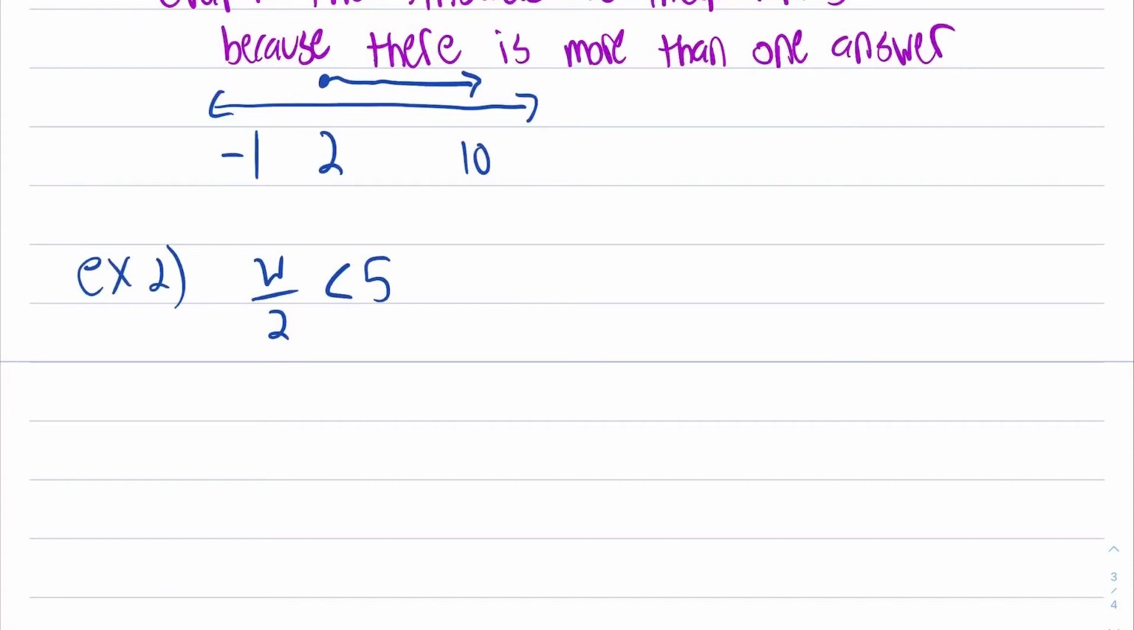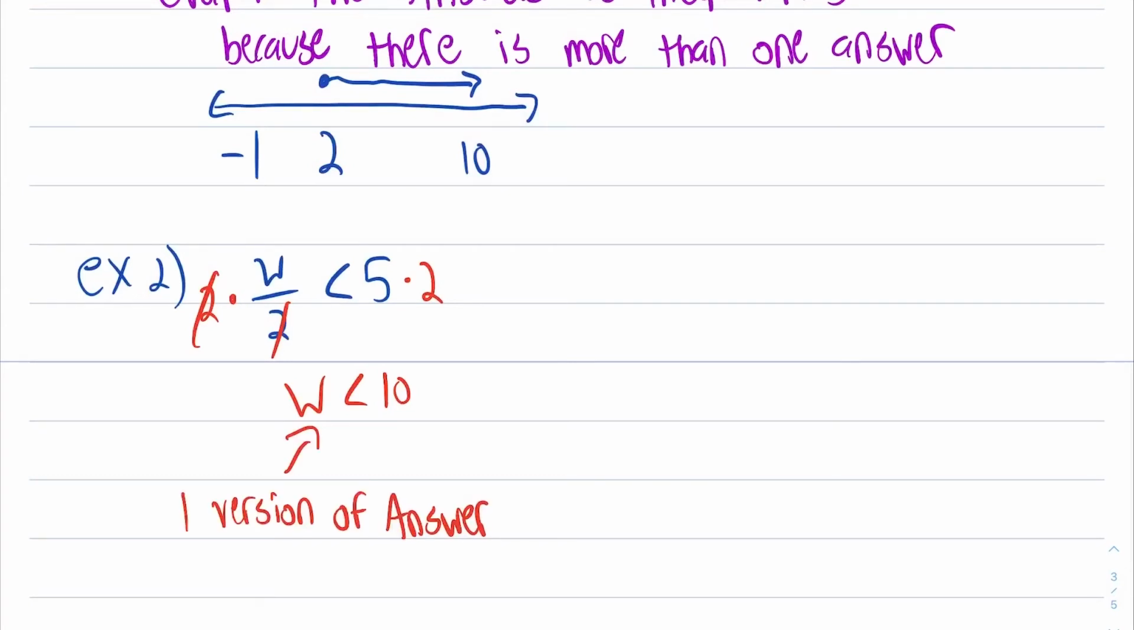W divided by 2 is less than 5. We're going to solve it like normal by multiplying by 2. The 2's balance out. That leaves you with W is less than 10. W is less than 10 is one version of the answer. But since it is an inequality, we should also graph it. If I need to make a number line, I need to have at least the number 10, and one thing smaller than it, I'll put 0, and one thing bigger than it, I'll put 20.